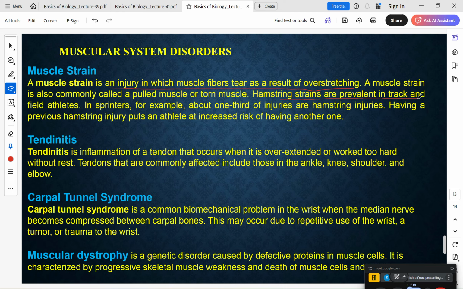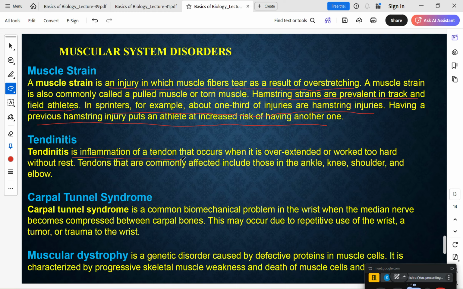Hamstring strains are prevalent in track and field athletes. In sprinters, for example, one third of injuries are hamstring injuries. Hamstring is a muscle within the leg. Having a previous hamstring injury puts an athlete at an increased risk of having another one. If the injuries are very common, then someone needs to get checked for other underlying problems. There might be a possibility that the injury is not getting repaired properly.